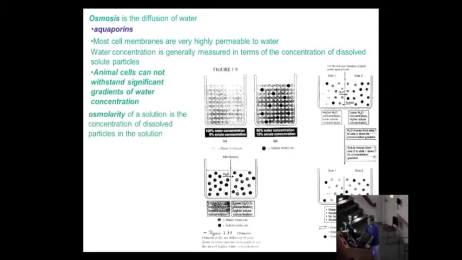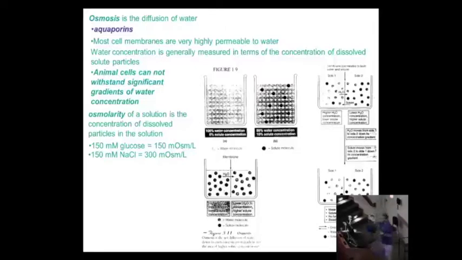So again, animal cells can't stand concentration gradients, okay? So the osmolarity is the concentration of particles other than water in solution. So if I have 150 millimolar glucose, we say that we have 150 milliosmoles per liter in that solution, okay? Because a milliosmol is obviously a millimolar of whatever substance you're talking about, okay? So that seems relatively simple. Unfortunately, it gets more complicated.